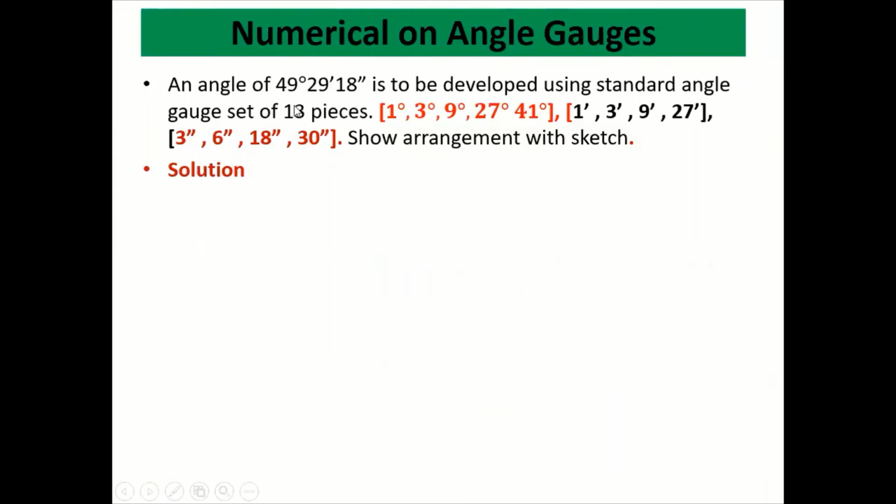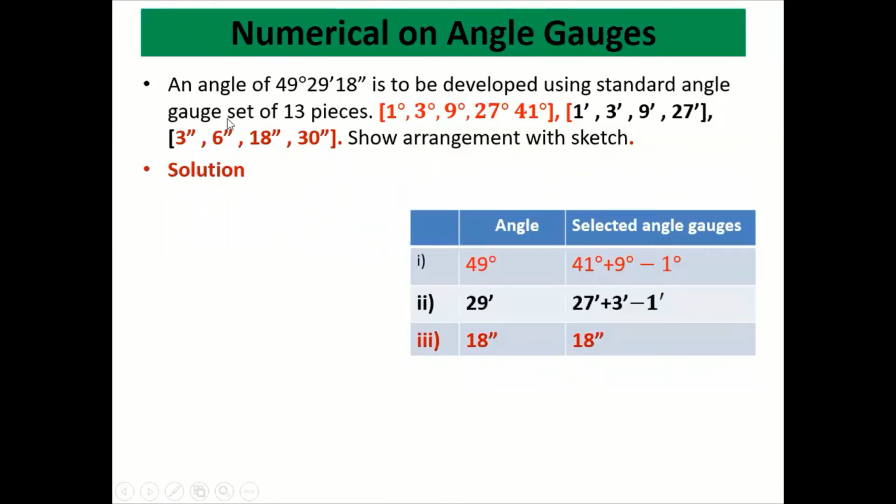Right now, suppose I take a 49 degree. In 49 degree, I will make the combinations there. See, 41 degree plus 9 degree will be a 50 degree. But if you subtract 1 degree, we'll get a 49. So in this way, we can calculate the 49 degree.